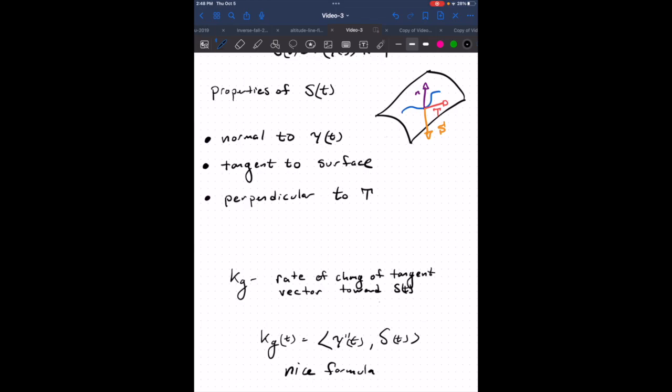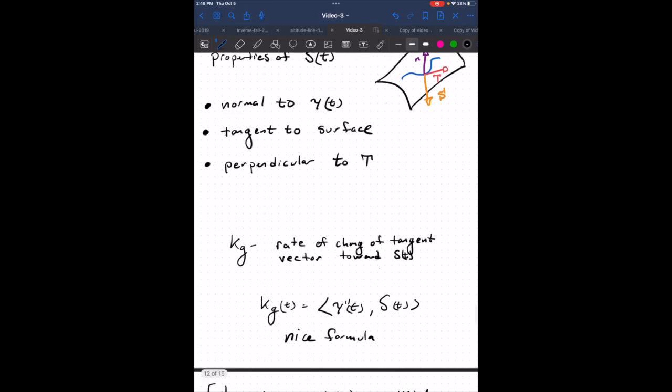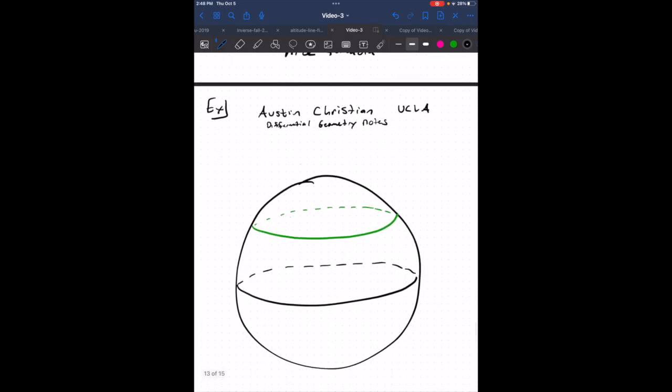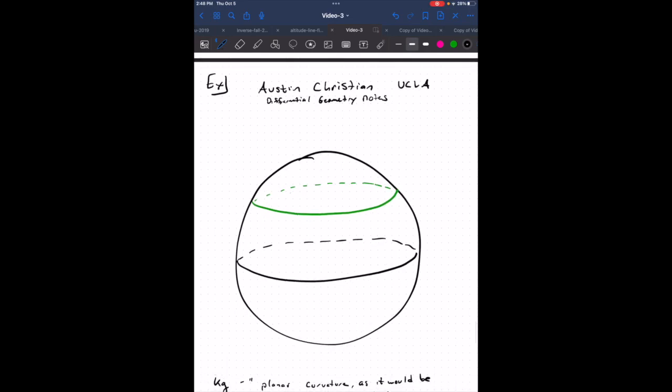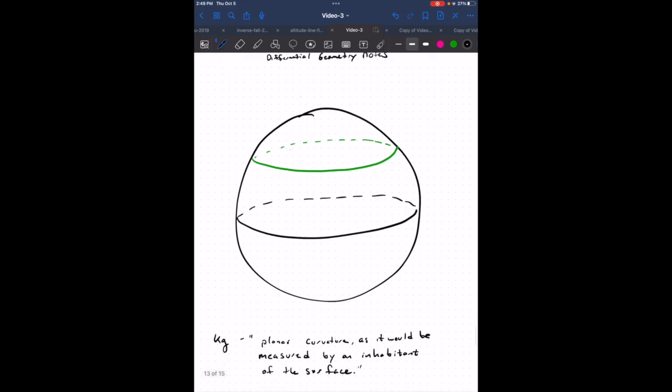So we can compute this in most of our cases. We either know it or it's going to be computable. That's not going to be an issue. A nice example to keep in mind, I found this in Austin Christian's notes, I believe, when he was a TA at UCLA for differential geometry, and this provided great intuition.